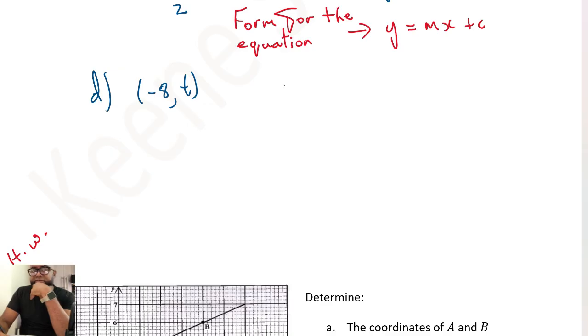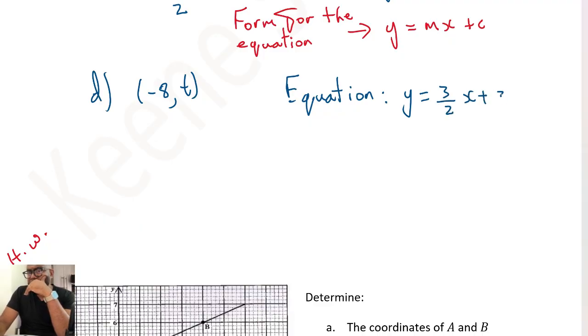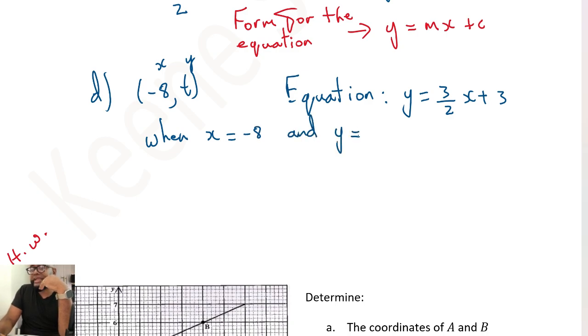How do we use the equation of a line, right? So we have the equation. Y is equal to, what's the equation of the line? 3 over 2x add 3. How do we use the equation to find an unknown value or unknown part of the coordinate? So this is your x value and this is your y value, right? How do we use your equation to find the unknown? You simply substitute it in, right? So I'm going to put when x is equal to -8 and y, what is y equal to?